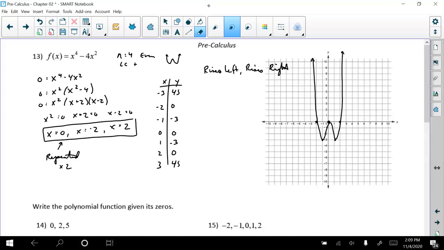And that is graphing of these polynomial functions. The important thing to know is how to find the zeros, what the end behavior would look like, and what happens with even multiplicity and odd multiplicity.